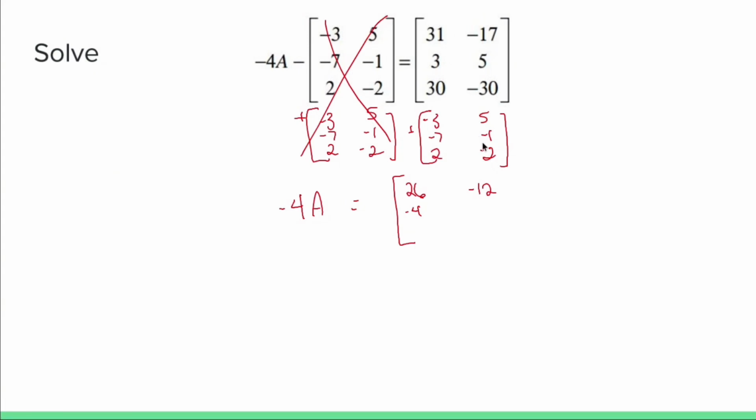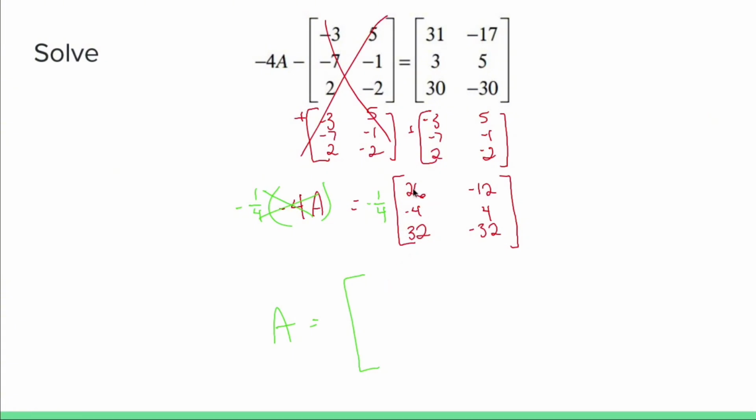5 plus negative 1 is 4. 30 plus 2 is 32. Negative 30 minus 2 is negative 32. Now, you're not really supposed to divide a matrix by negative 4, so what we're going to do is multiply both sides by negative 1/4, the reciprocal, if you will. And so now the rest of this problem is just scalar multiplication. You divide everything by negative 4, multiply by negative 1/4. Same exact thing.